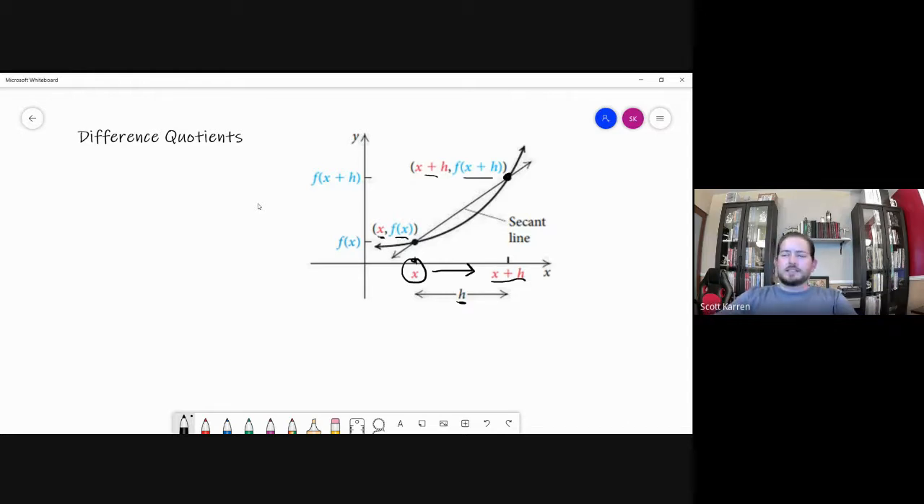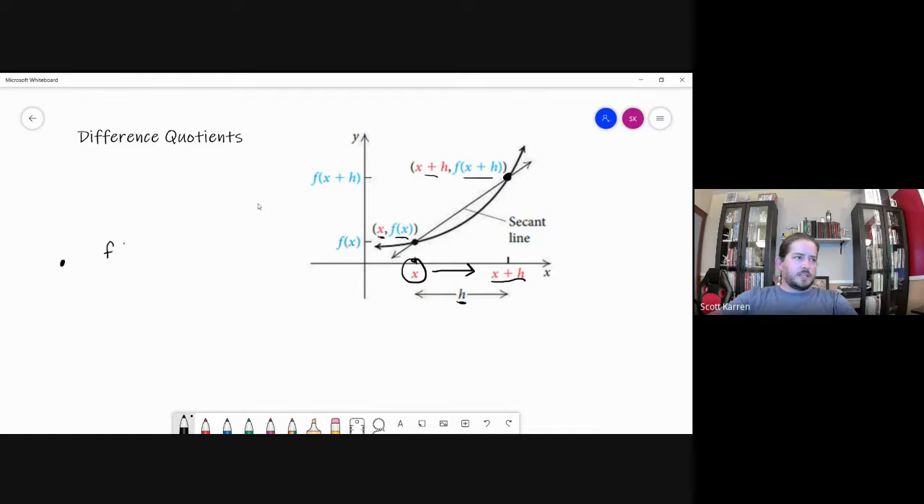We don't know what x is. We don't know what f of x is. We don't know what x plus h is. We don't know what f of x plus h is, right? But we can create a secant line between those 2 points. That is a line that goes through those 2 points and kind of cuts into the graph, basically, right? So I have that, right? And the difference quotient is defined to be this.